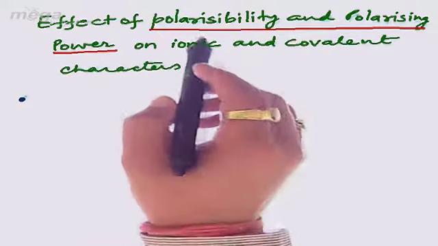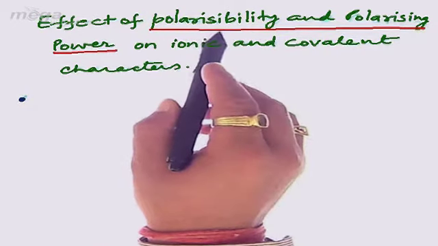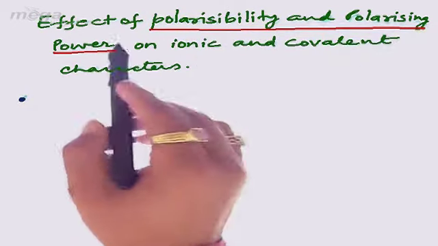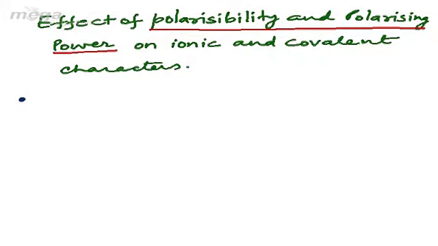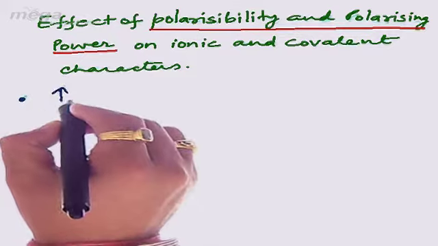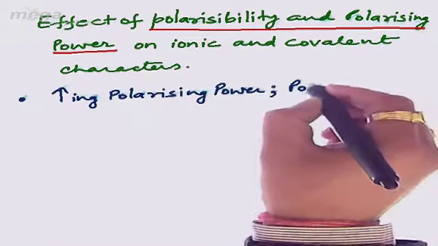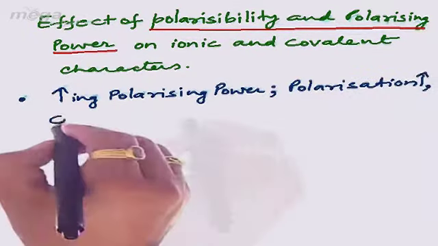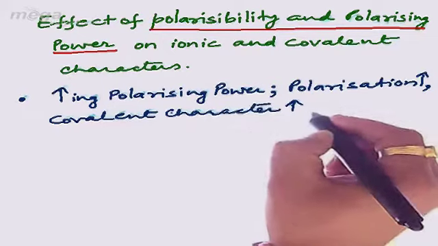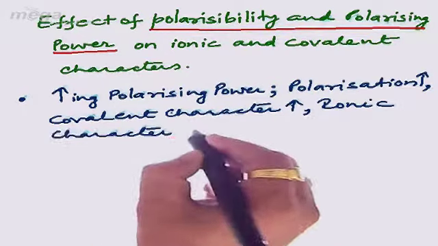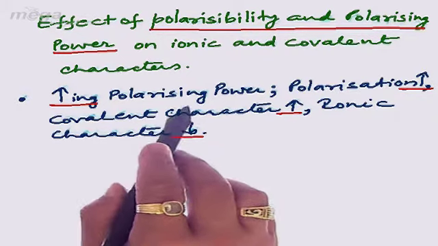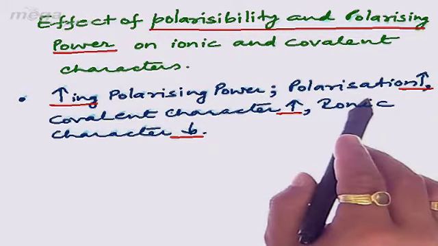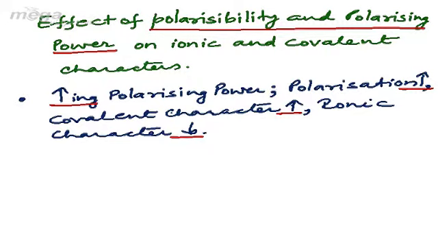So if polarizability is increased, or we can say if the polarizing power increases, then there will be increase in the covalent character and decrease in the ionic character. So with the increasing polarizing power, polarization increases and hence covalent character increases and ionic character decreases. If the polarizing power of the cation increases, then that will lead to increase in the polarization. Simultaneously the covalent character will be increased and the ionic character will be decreased.